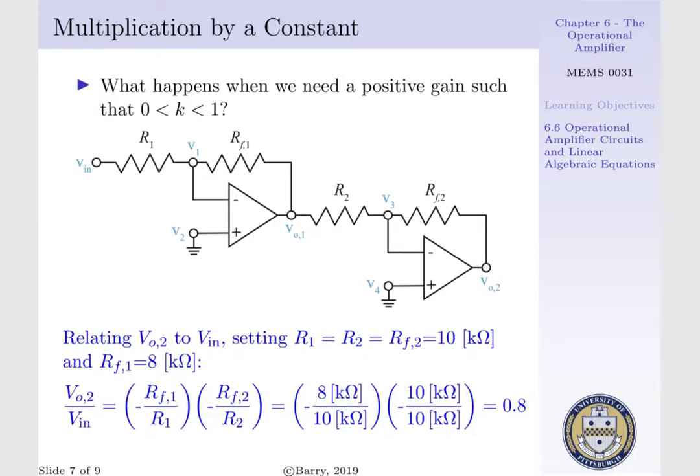RF2 per R2, which would be Vout2 per Vout1 for our second inverting operational amplifier, which would have negative 10 kiloohms per negative 10 kiloohms. And in multiplying our negatives through, we'd see we have a gain of 0.8, such that we can hit that spot that's not typically covered by an inverting or non-inverting operational amplifier.